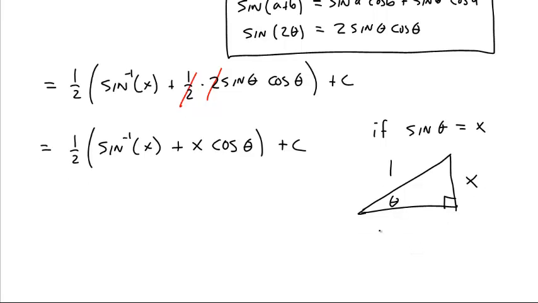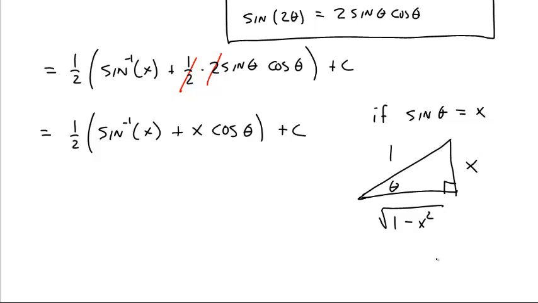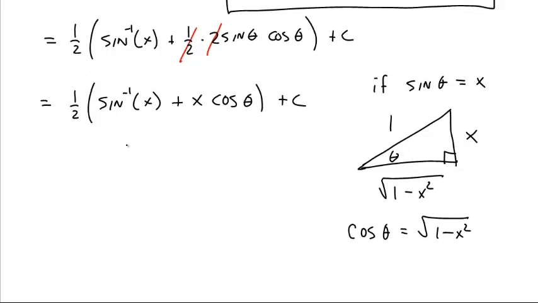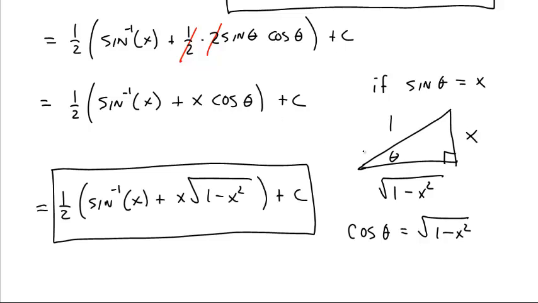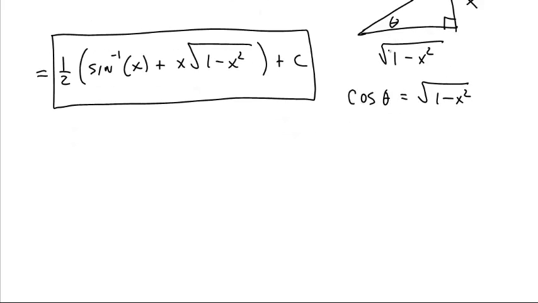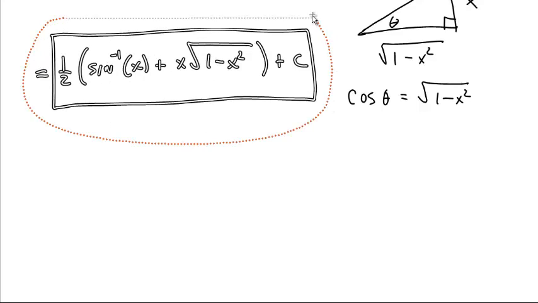If that's x and that's 1, this squared plus this squared has to be 1. That makes this the square root of 1 minus x squared, and therefore the cosine of theta, which is the one thing with thetas we have left, is the square root of 1 minus x squared. And that tells us that cosine is the square root of 1 minus x squared. There is our answer: 1/2 the arc sine of x plus x square root of 1 minus x squared, plus c. And just to verify this, let's copy this over.